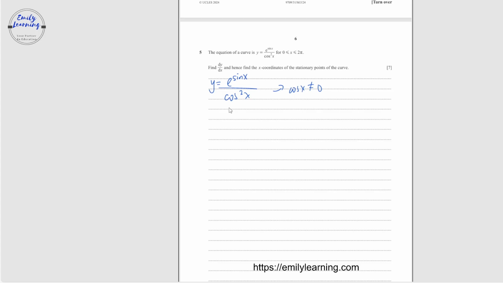Alright, so now let's find dy dx. I'll use the quotient rule. To use the quotient rule, I'll first copy the denominator, then differentiate the numerator, which gives me cosine x e to the power of sine x. Next, let me differentiate the denominator to get cosine x times negative sine x. So here it becomes plus, then e to the power of sine x, then over cosine to the power of 4x.